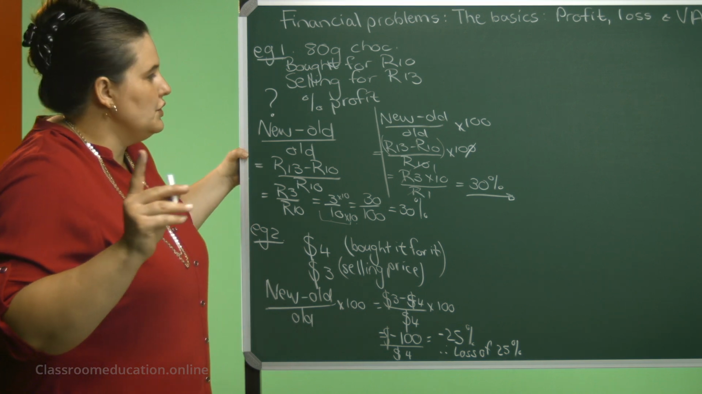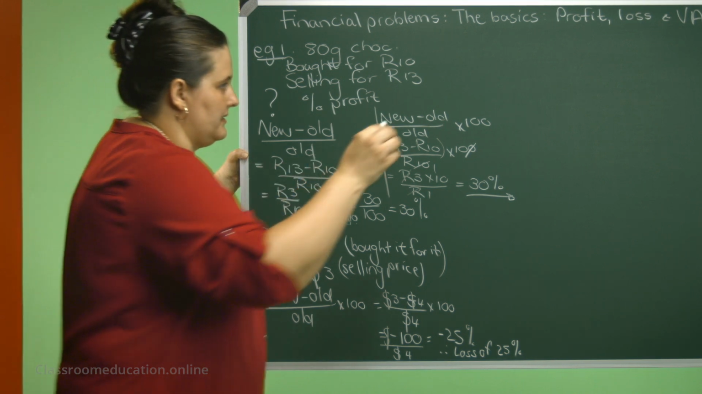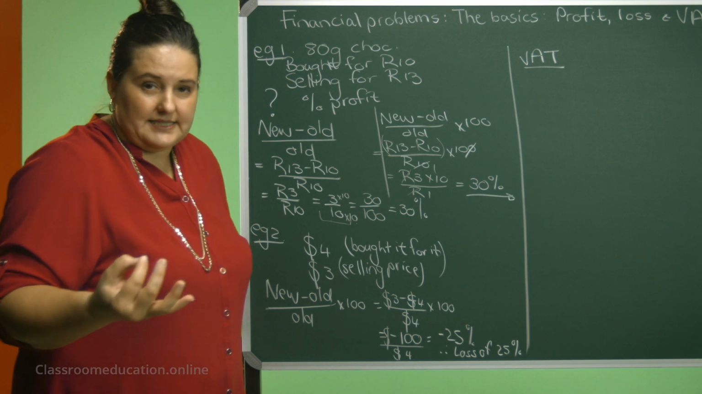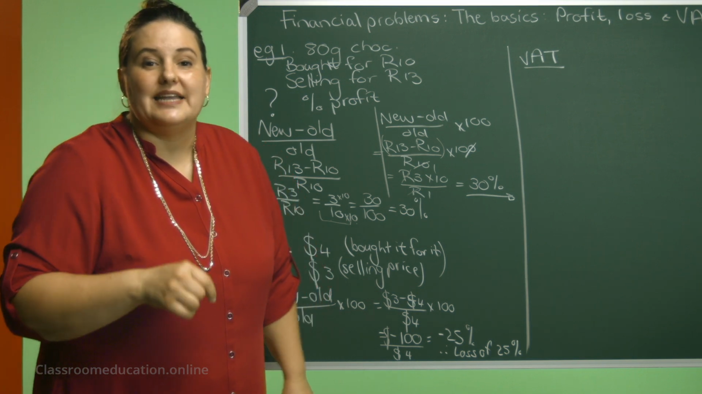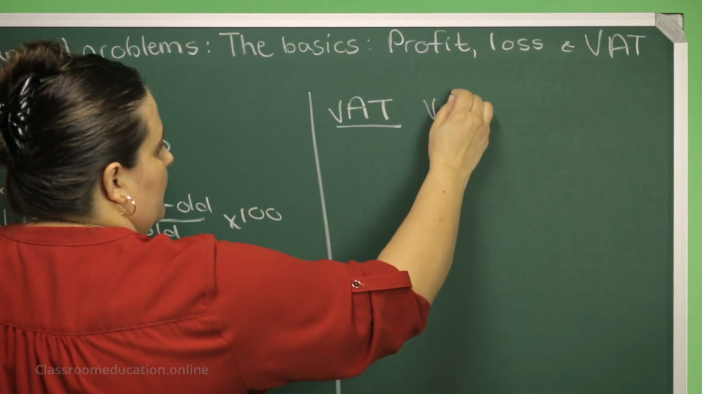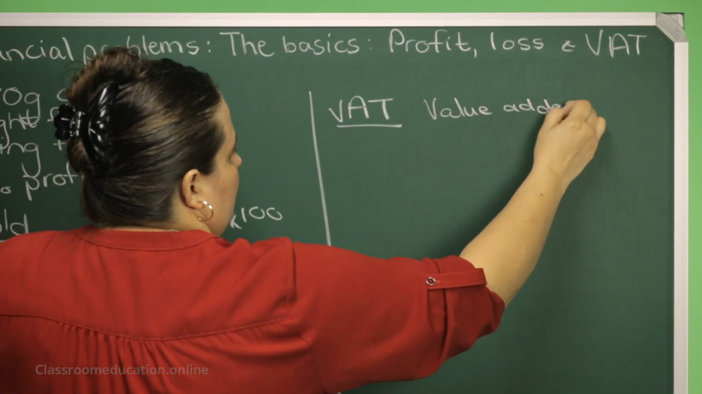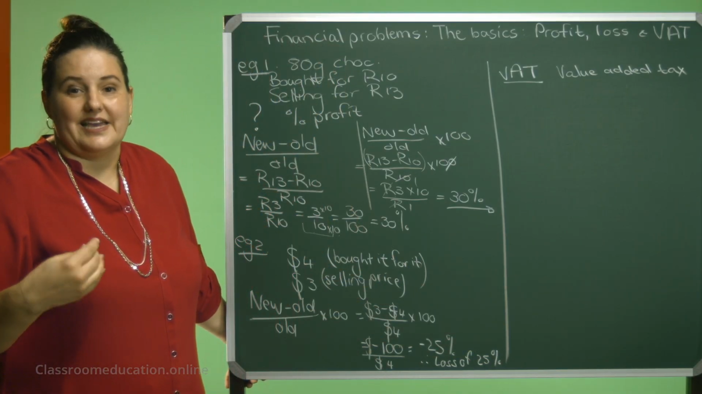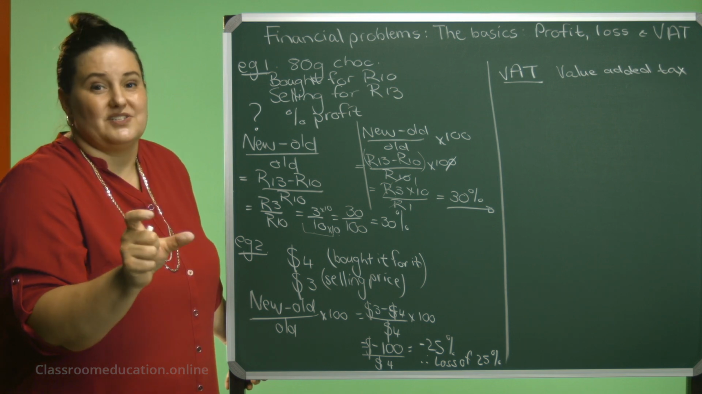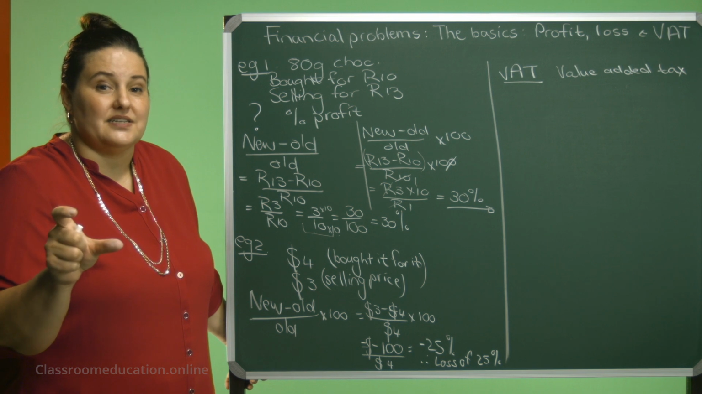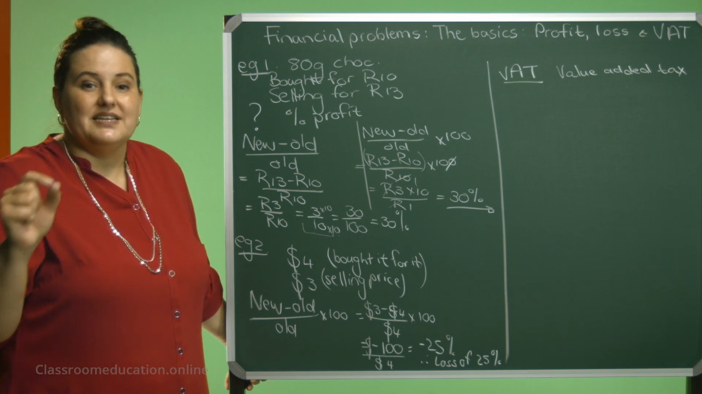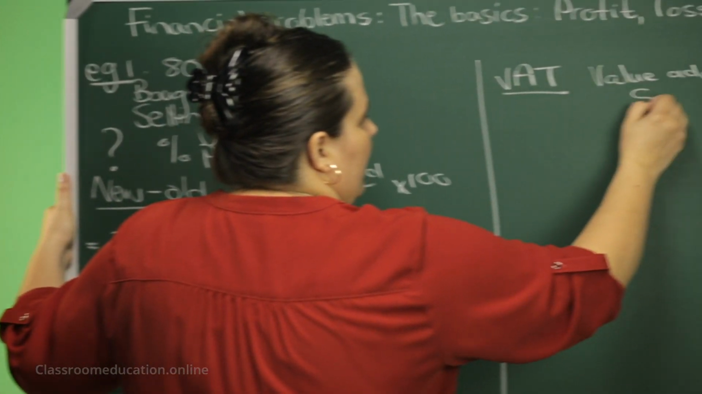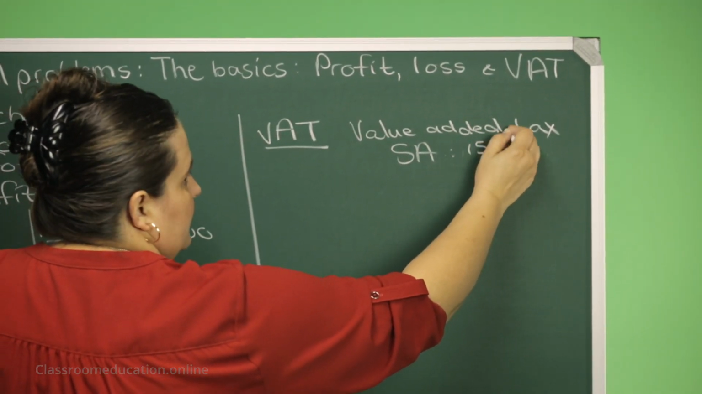Okay, let's talk about VAT. What is VAT? VAT is actually value added tax. In South Africa, we are paying value-added tax on certain goods, but that's with a specific percentage. And a couple of years ago, they increased it. Originally, it was 14%, but now they have increased VAT to 15%. So in South Africa, it will be 15%.